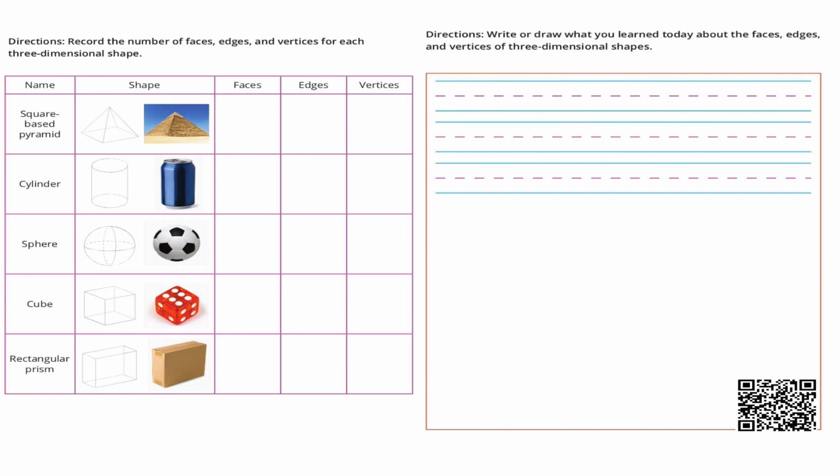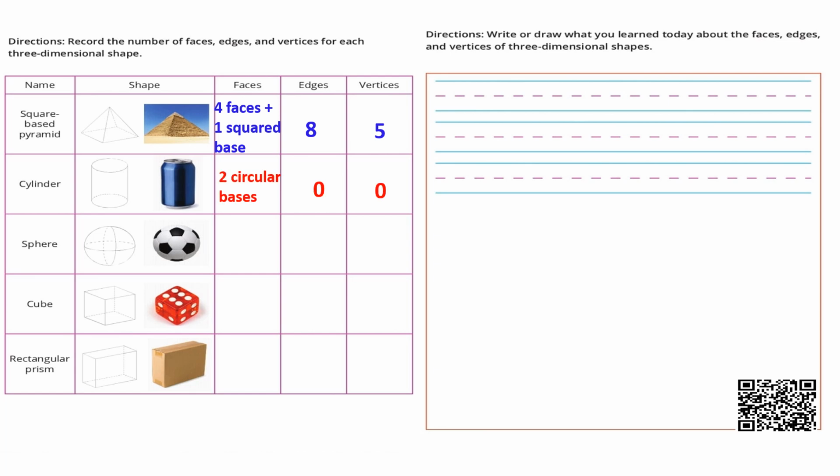Let's apply to our lesson. We have here some shapes. We want to write the attributes of each: faces, edges, and vertices. The first shape, square-based pyramid. It's like the Giza pyramid. How many faces did we say? 4 faces and 1 square base. So all of them are 5 faces. It has also 8 edges and 5 vertices.